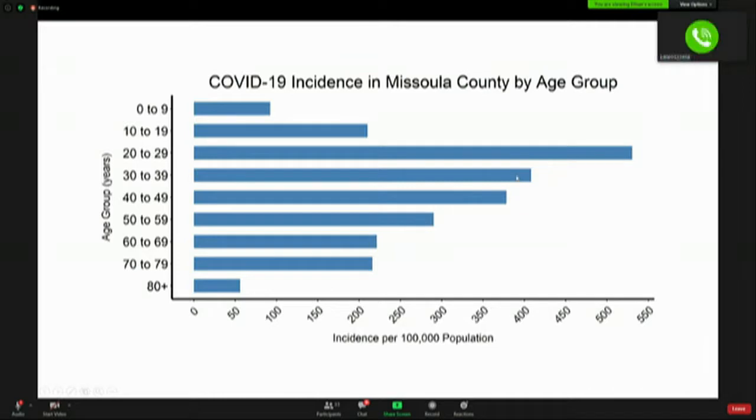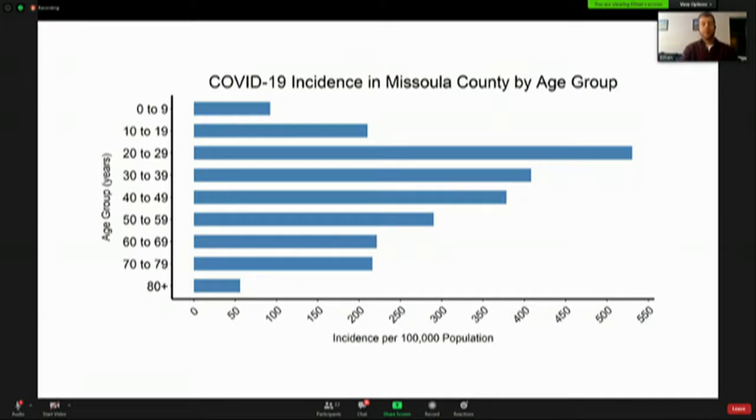However, when you compare to the state as a whole, Missoula County has actually substantially lower incidence numbers than the state of Montana as a whole. The 20-somethings in Montana had an incidence of around 1,100, whereas in Missoula County, we see it's closer to 550, so nearly half of what you see across the state of Montana.